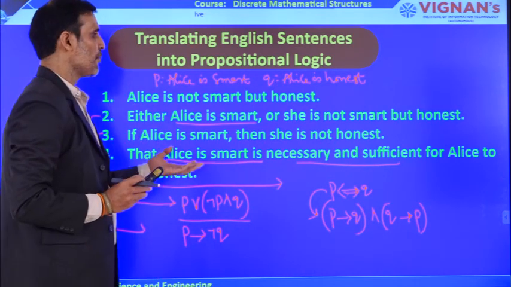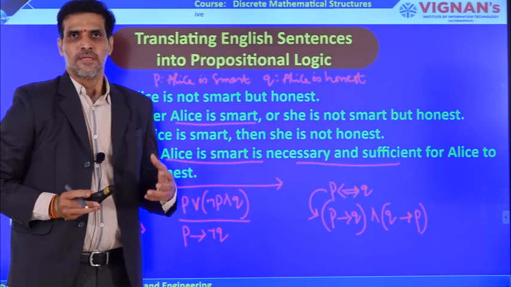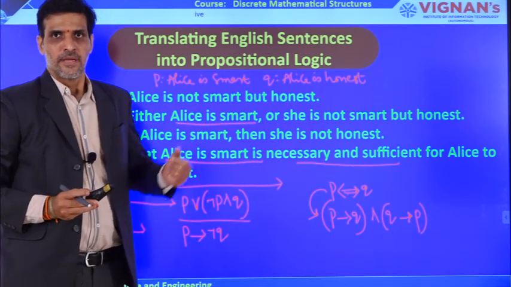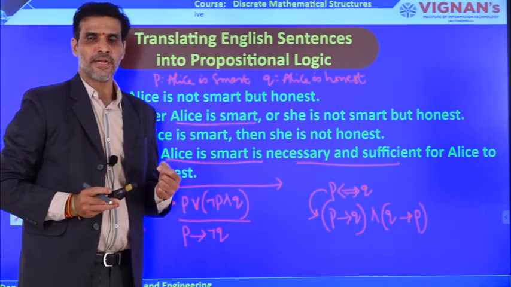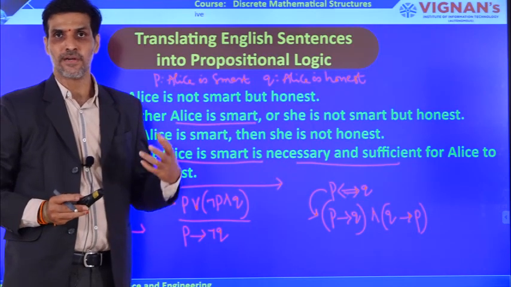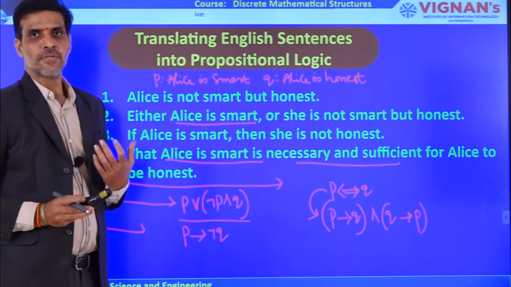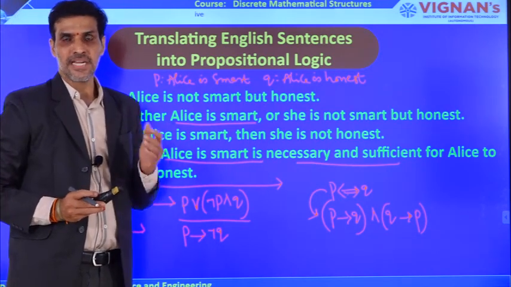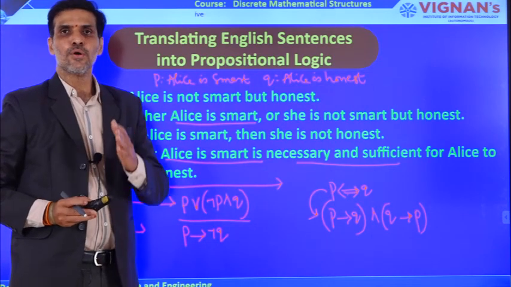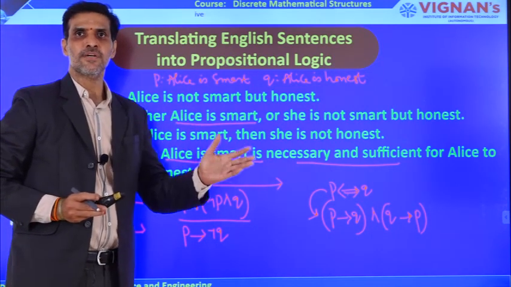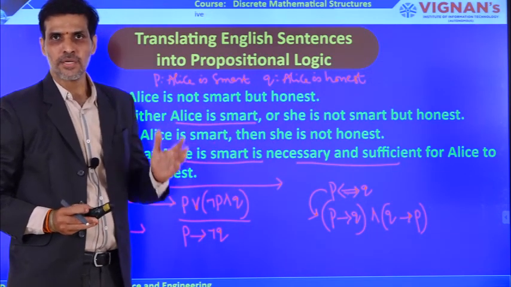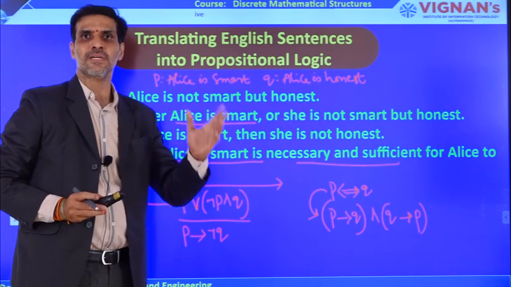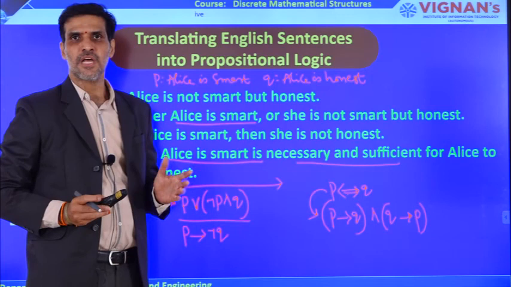I have given only a few examples of how to convert English sentences into the form of propositional logic. In our introductory class, I told you why we need to go for predicate logic, even though we already have propositional logic. Let me give you one example of why, as I said in our introductory class, not all English sentences can be converted into the form of propositional logic.